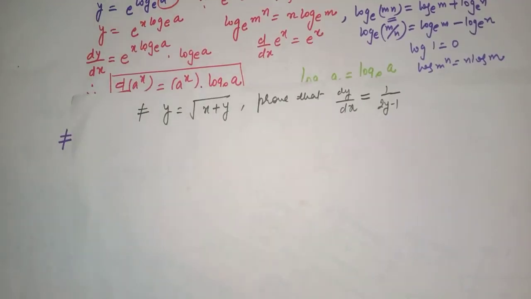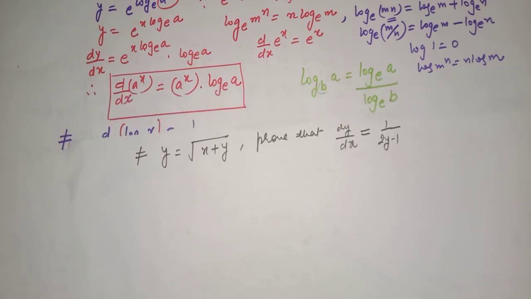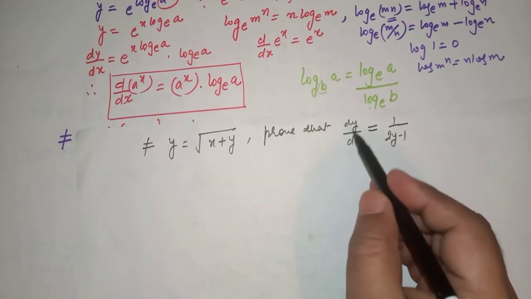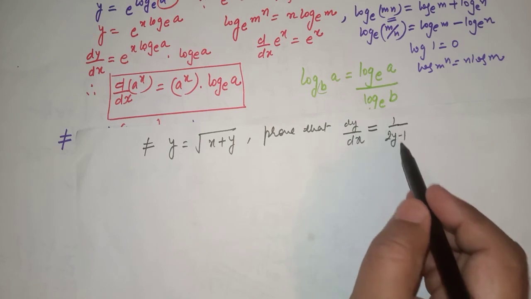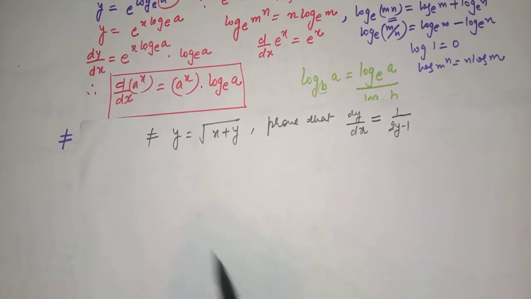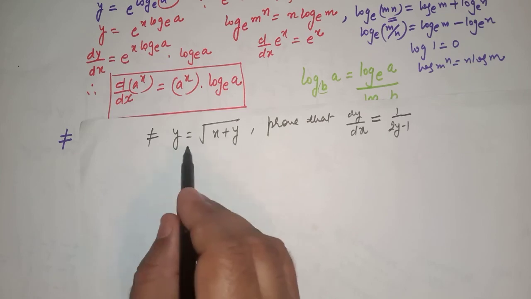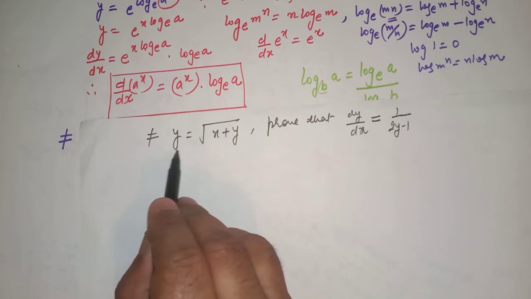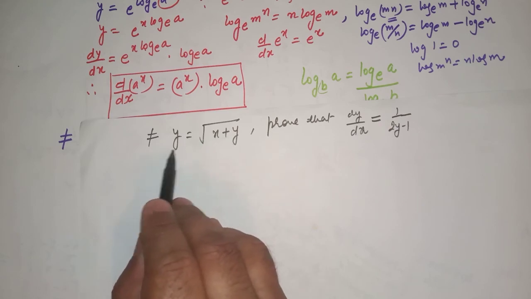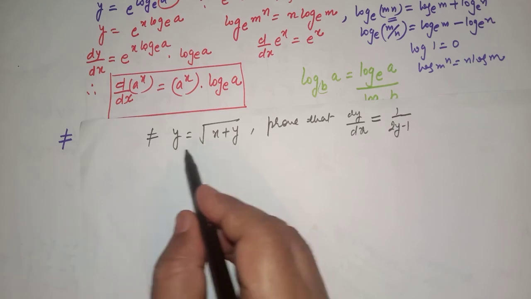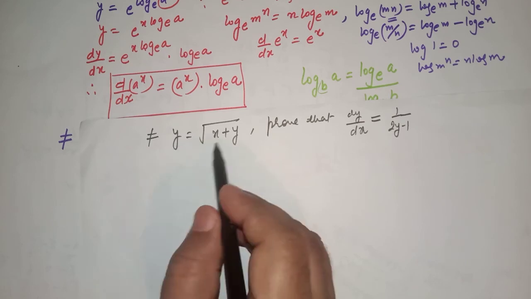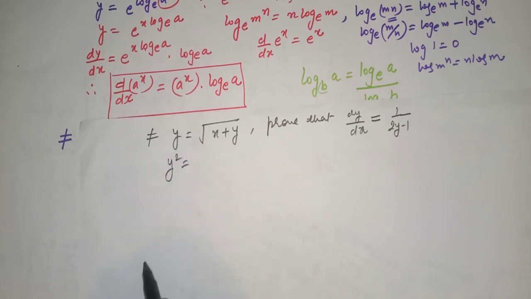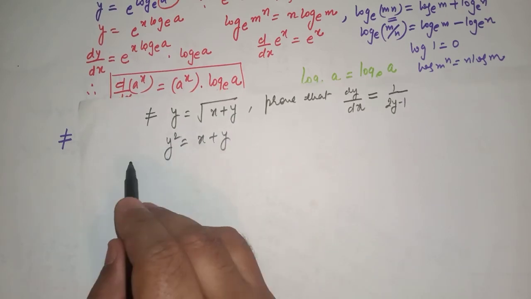So viewers, let us take one more example. Here we have y equal to square root of x plus y. Now we have to prove that dy over dx is equal to 1 over 2y minus 1. So here what we will do, first we'll do the squaring on both sides. So what we'll get, y square is equal to x plus y. Clear?